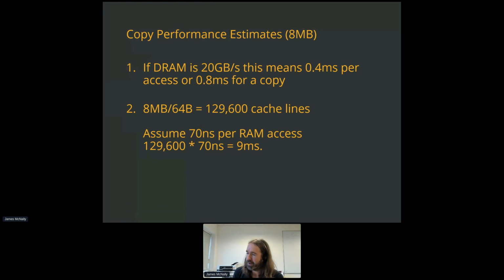So I went back and said, well, okay, if it's because we're copying the data, what does that look like? And I attacked this problem from two different directions. The first one is a really airy number: if DRAM can do about 20 gigabytes per second, what would that mean? Which was a number that I'd found, frankly, Googling on the internet. This means 0.4 milliseconds per data access, or 0.8 milliseconds for a copy.